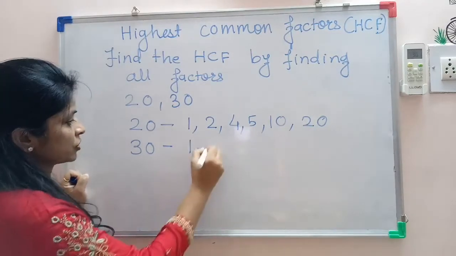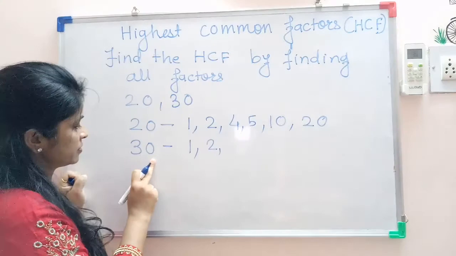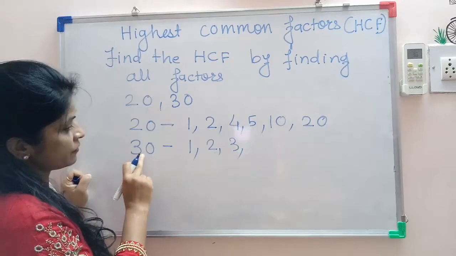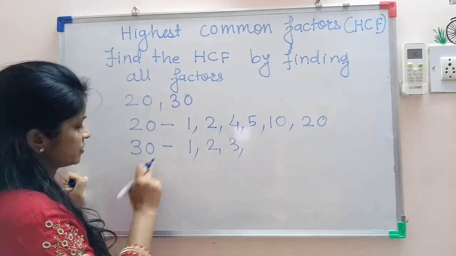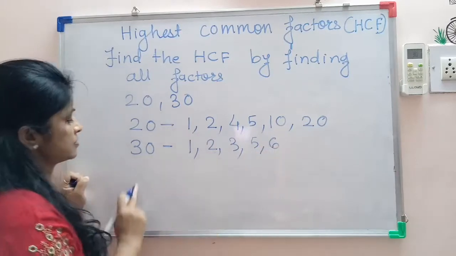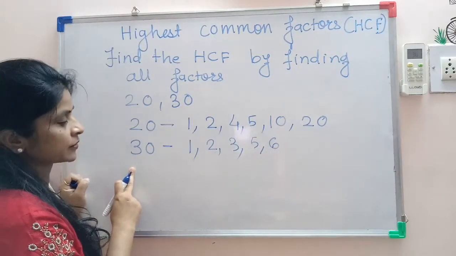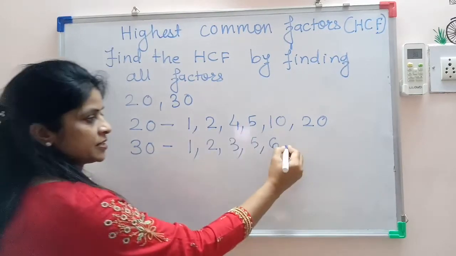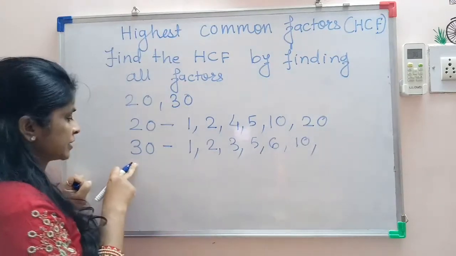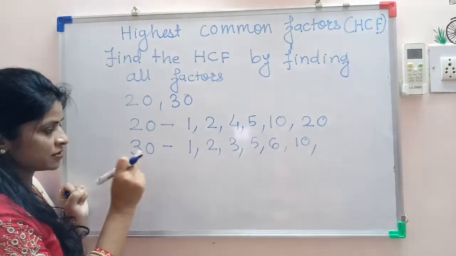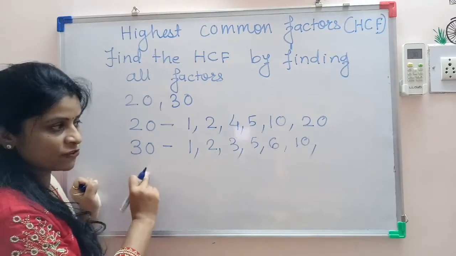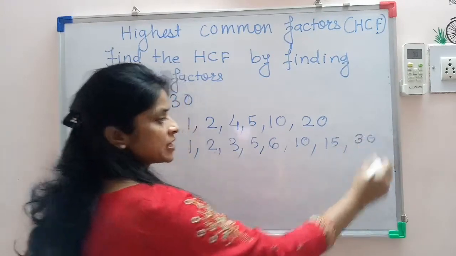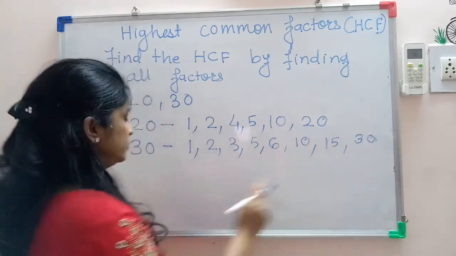After that 30. 1, 2 because it is an even number, 3, 4, no, 5, yes, 6, not by 7, it is not divisible by 8, not by 9, it is divisible by 10, not by 11, not by 12, not by 13, not by 14, 15 is the factor because 15 times 2 is 30, and the number itself is the factor of the number.